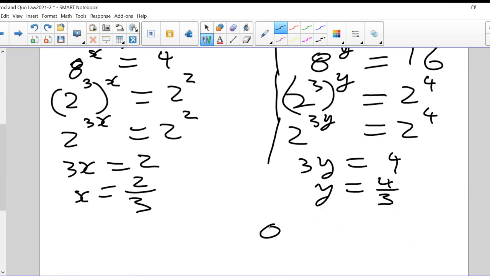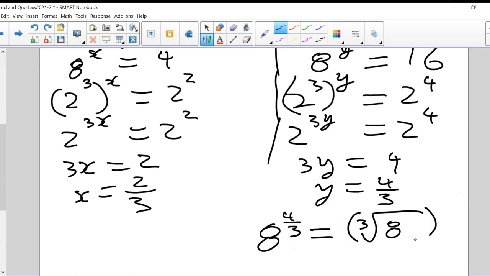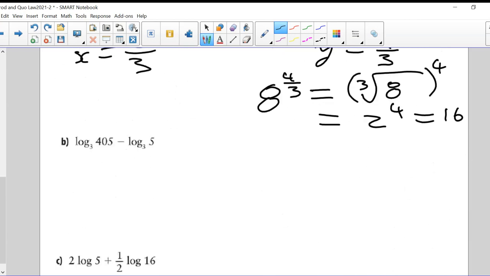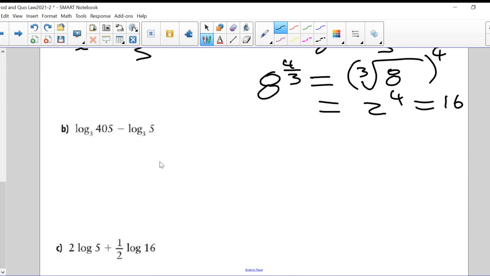So I'm saying that 8 to the power of 4 over 3 is actually equal to the third root of 8, because that's the denominator here, then raised to the power of 4. The third root of 8, of course, is 2, and 2 to the power of 4 is, in fact, 16. So we're getting that 16 that we are saying the y is, because 8 to the power of 4 over 3 is, in fact, equal to 16. Okay? All right. One more, and then we'll take our break. Actually, there are two more. So we'll do one more, then we'll take our break.